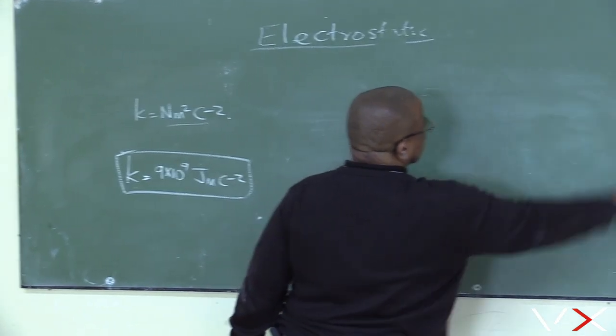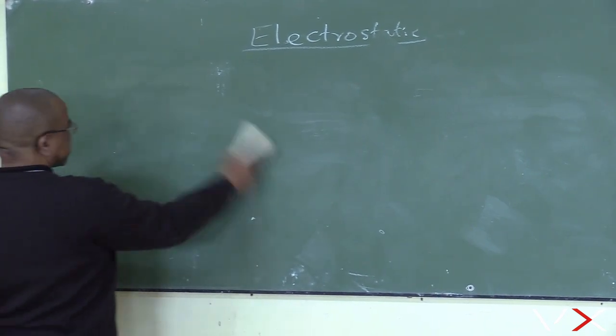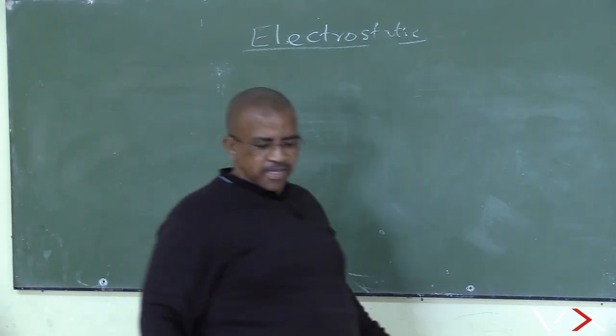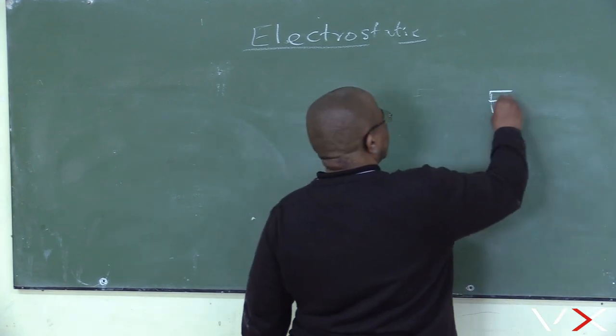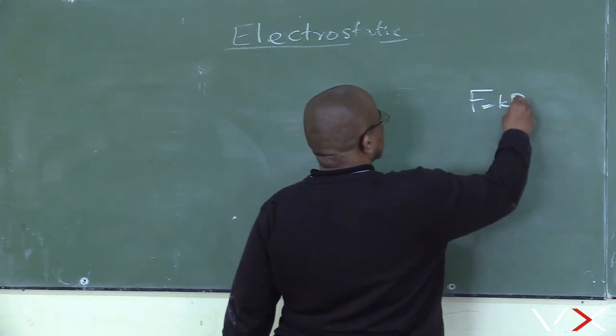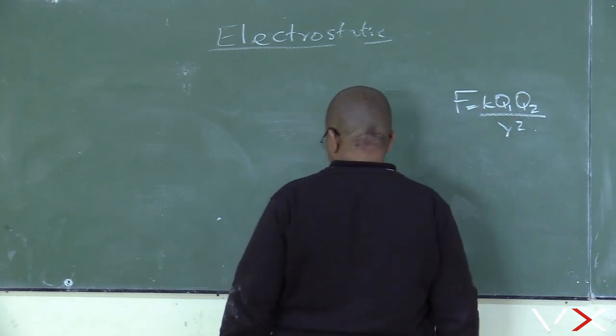Now I get my basic rules. The equation for F is equal to K Q1 Q2 over R squared.